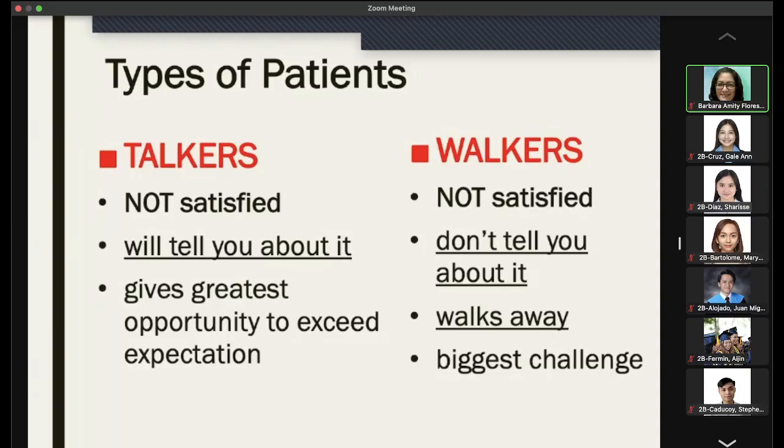Your walkers, they're not satisfied and they will not tell you about it. They just walk away or they just become lost to follow up. They're the biggest challenge because you don't know what went wrong, what happened, and you can't make it up to them because you don't know exactly what took place or why they became unsatisfied.